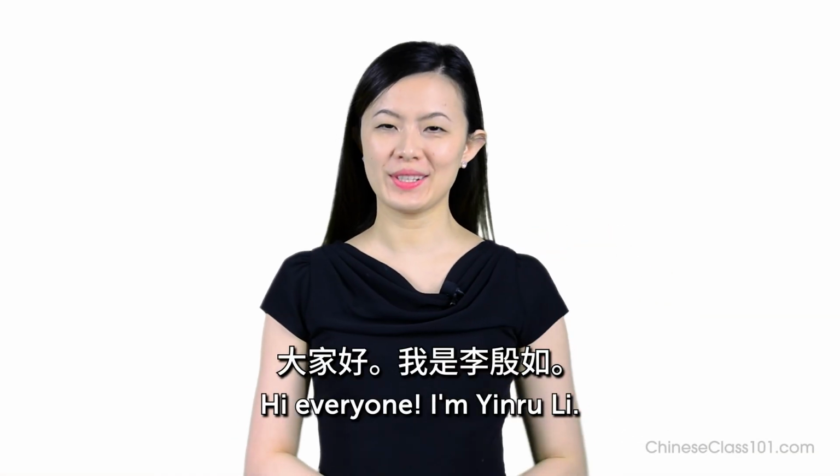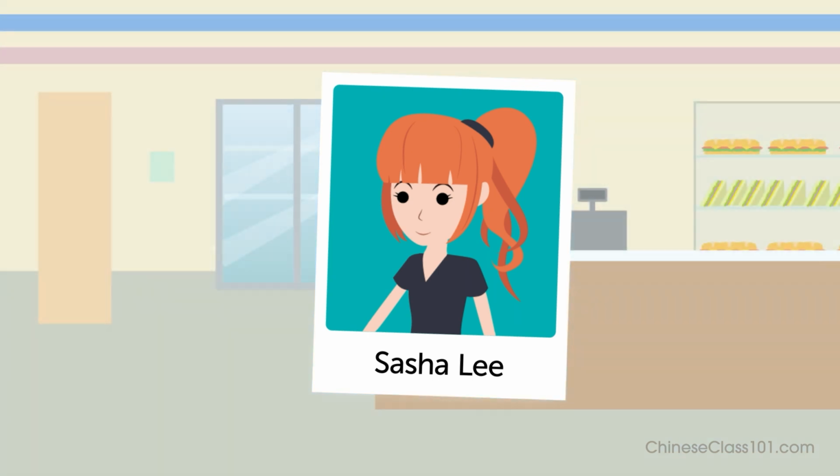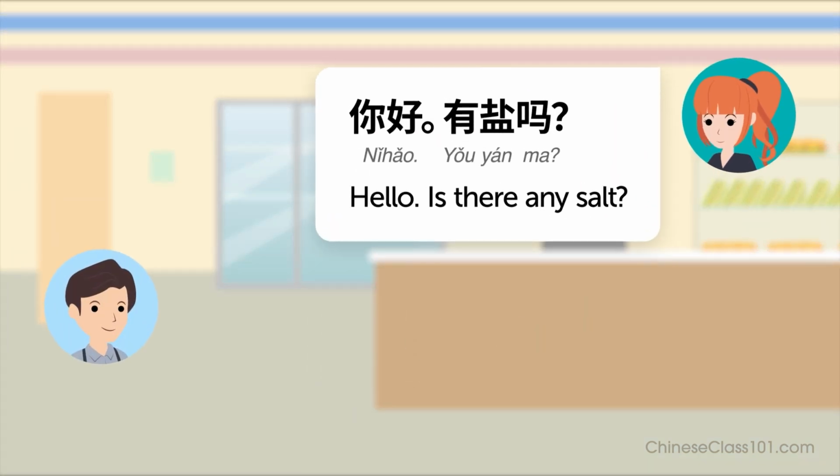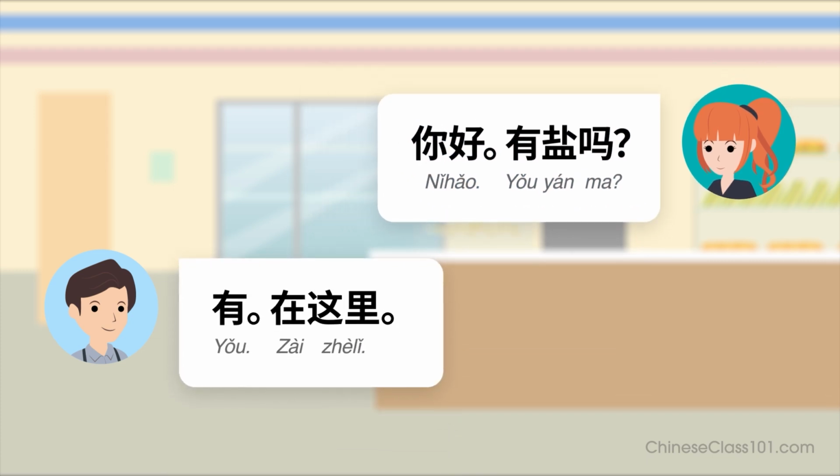嗨，大家好，我是李英如。Hi everyone, I'm Yanru Li. In this lesson, you will learn how to ask if a store has something. This is Sasha Lee. She's at a small grocery store and she wants to buy some salt. She gets the clerk's attention and says, "Hello, is there any salt?" 你好，有盐吗？ Listen to the conversation. Focus on Sasha's question. Ready?